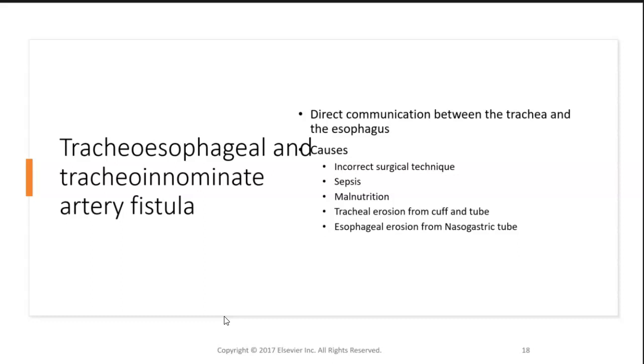Sepsis is another potential cause. As patients get septic, they're much more susceptible to breakdown, so they can develop these. Malnutrition, tracheal erosion from that cuff or the tube, and then esophageal erosion. So the fistula starts on the esophagus side, from something like an NG tube.